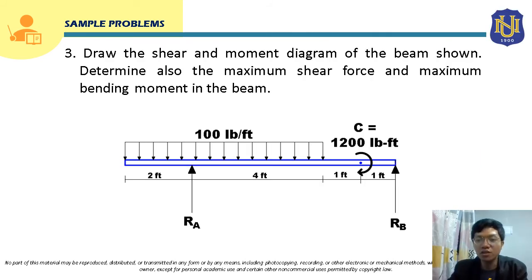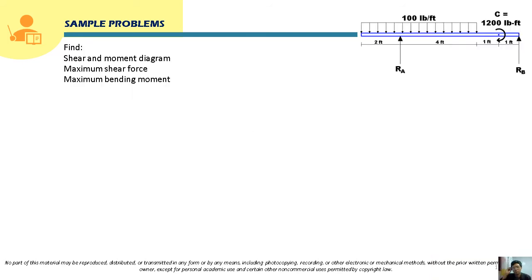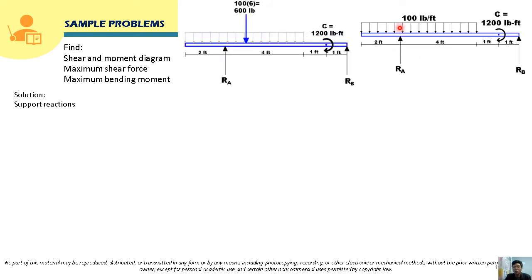Okay, so for the third sample problem, we are going to draw the shear and moment diagram of this beam. We are also going to determine the shear force and the maximum bending moment in the beam. For this problem, we are going to compute first the support reactions. We are just going to compute first the equivalent point load of this distributed loading.